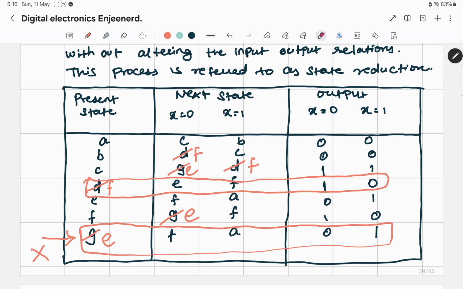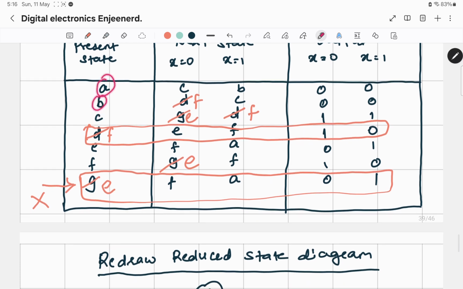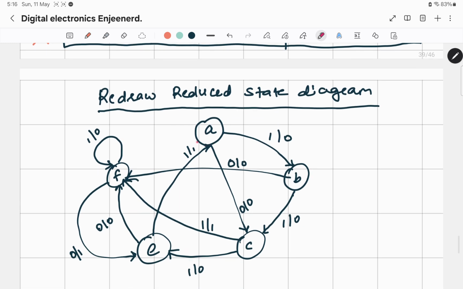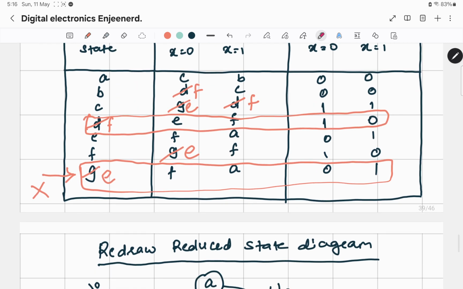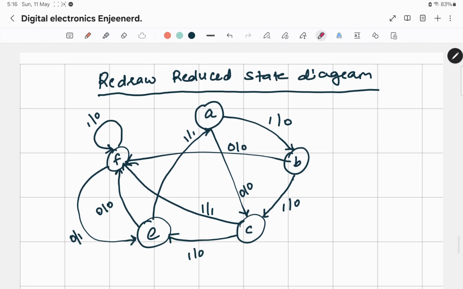From this I now have to draw a reduced state diagram. How many states are we having? A, B, C, E and F. Now you just have to check, for each input, what is the corresponding next state and the corresponding output, and draw this state diagram. I suggest you try it on your own to check whether your state diagram matches this state diagram. I hope the concept of minimization and equivalence is clear. I will stop the video here. Thank you for watching.